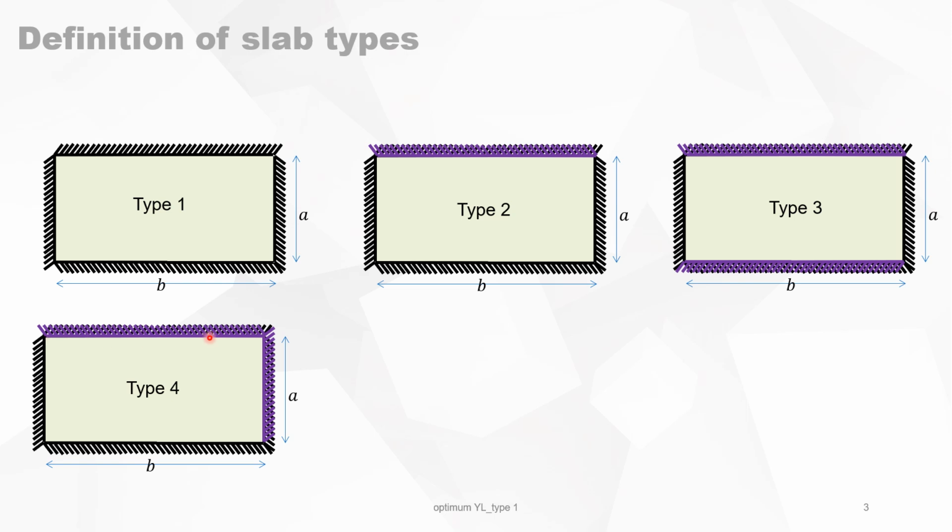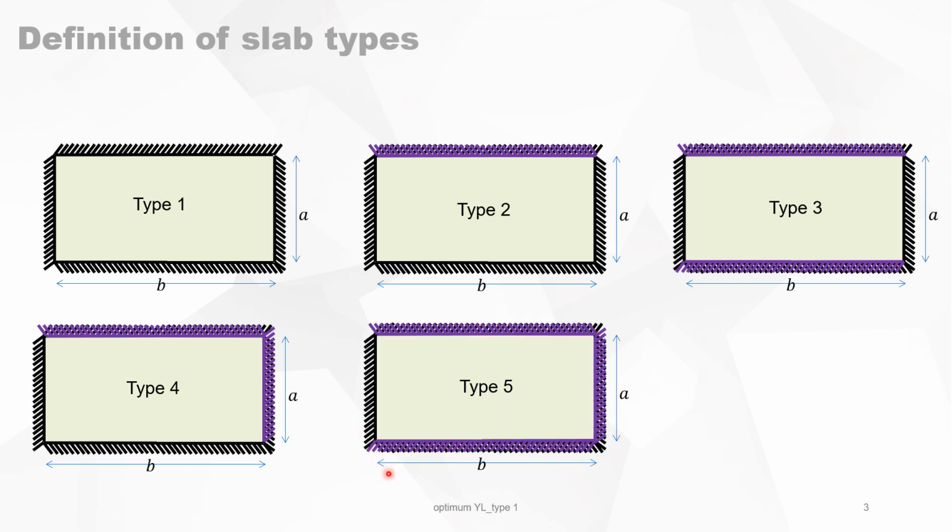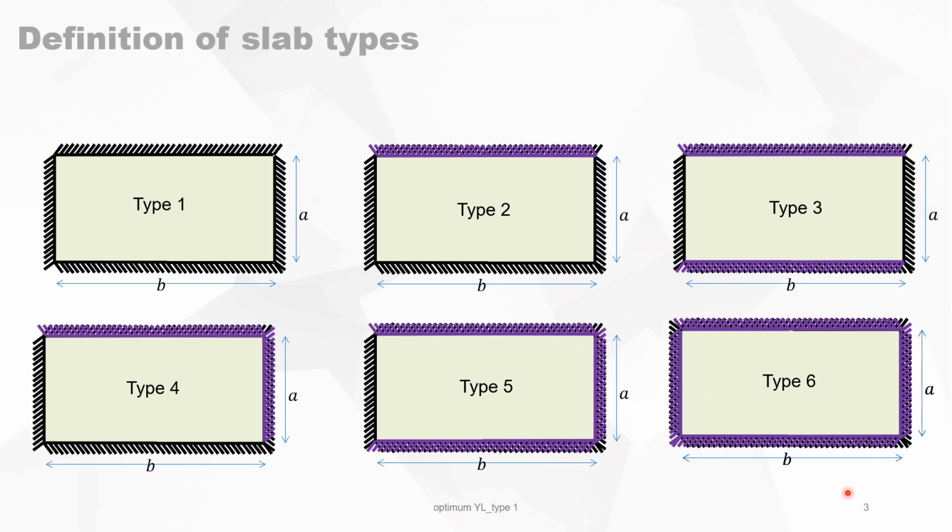Type 4, you have two adjacent fixed ends of the slab. Type 5, you have three fixed ends of the slab, and type 6, all ends are fixed. This video will now deal with type 1 slabs.